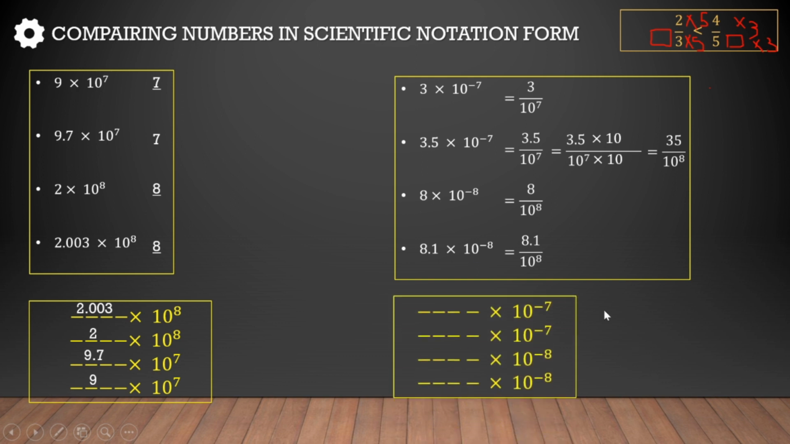So we have this, and amongst these this one is bigger. Then 3 will come, then 8.1 and then 8. This is how we compare the numbers just by looking at this. Let's move ahead.